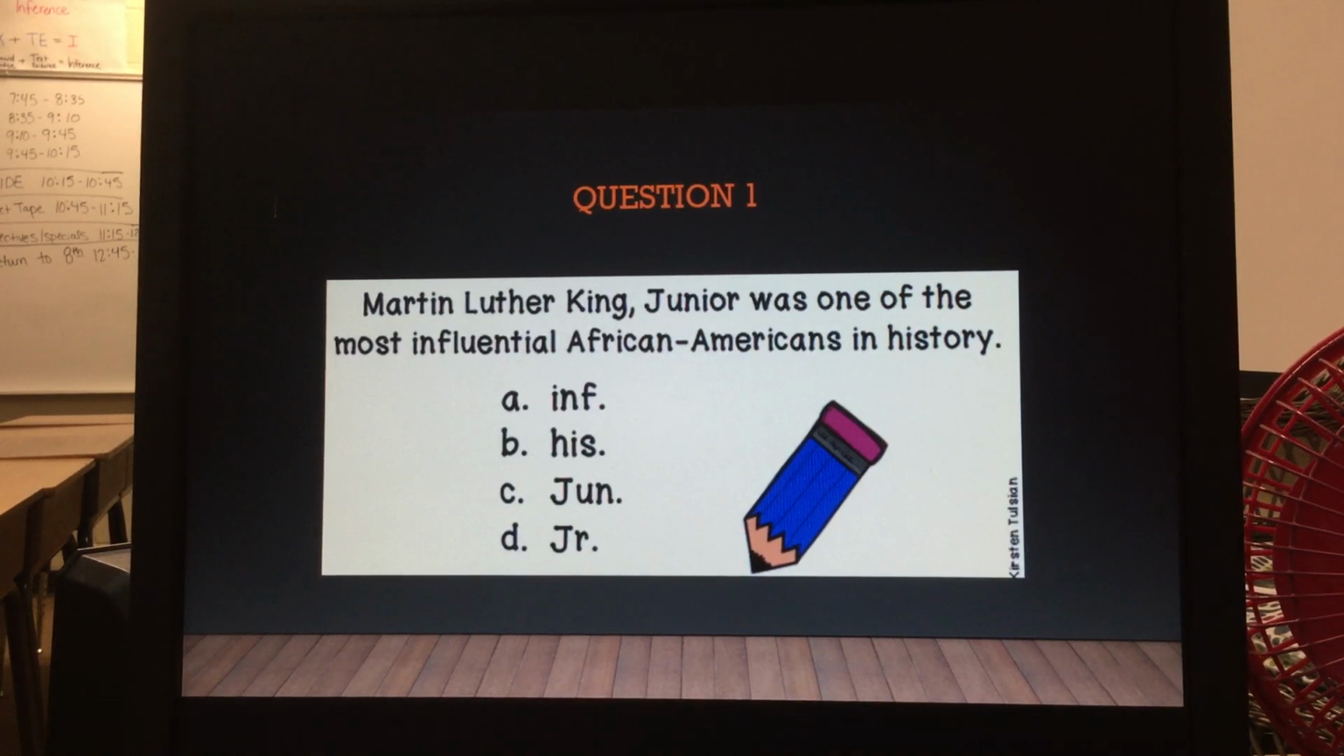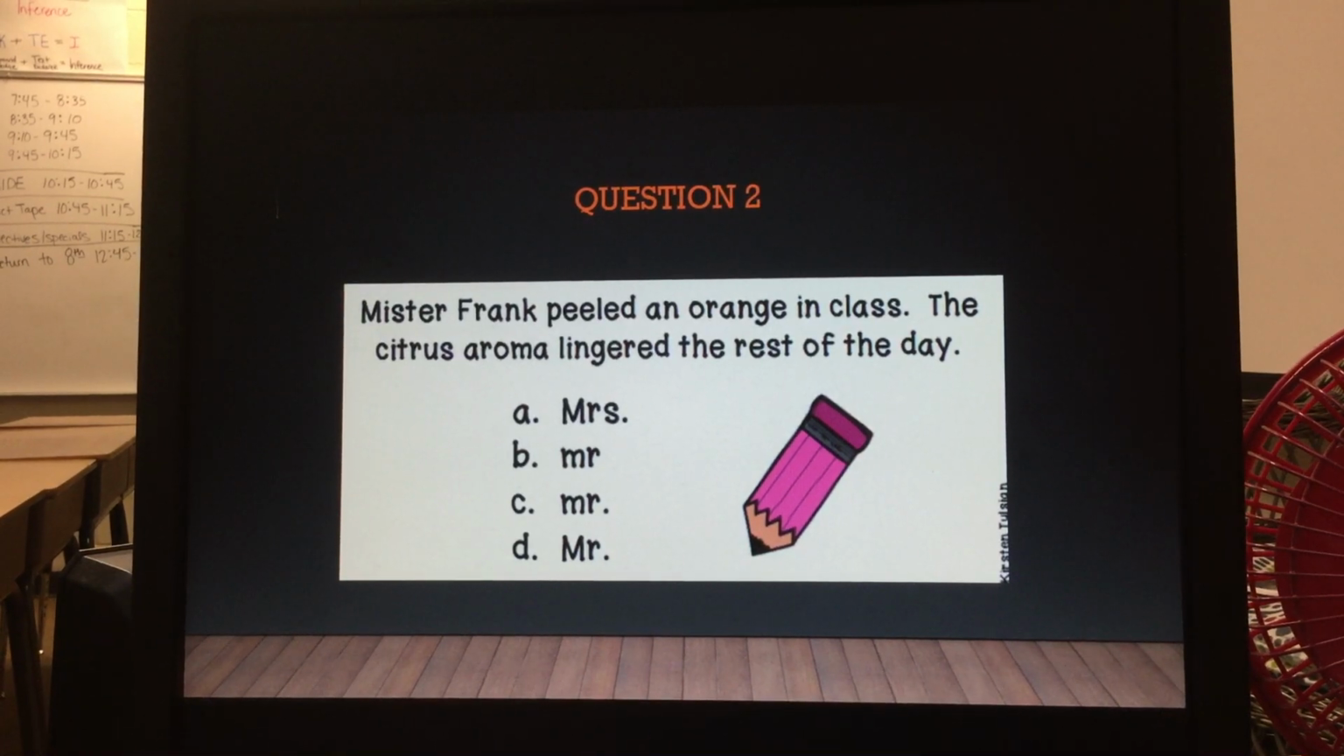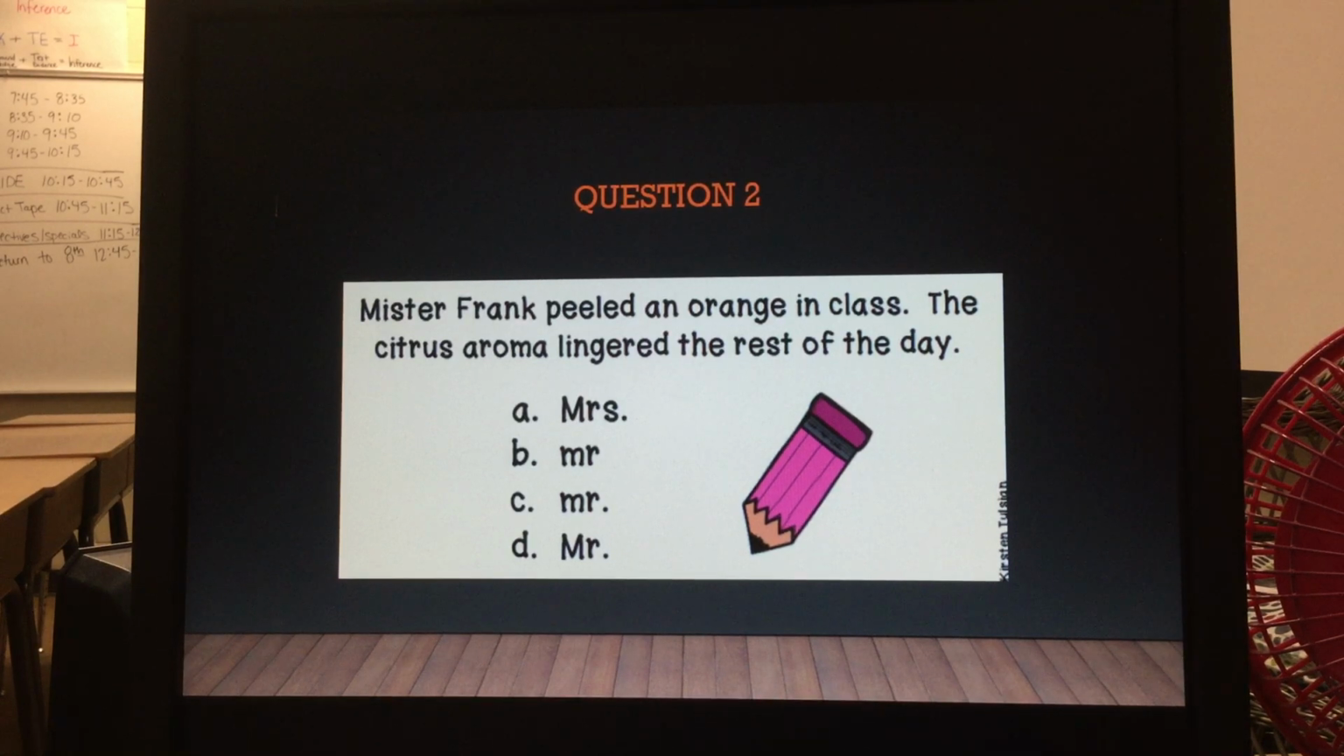Here's question 1. Martin Luther King Jr. was one of the most influential African Americans in history. What is the correct way to abbreviate Junior? Number 2, Mr. Frank peeled an orange in class. The citrus aroma lingered the rest of the day. So in this one, what is the correct way to abbreviate Mr.?